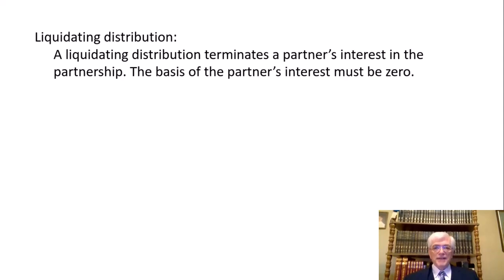We've seen a lot of cases already where the partner remains a partner, but the basis in the partnership interest is zero. However, here's a case where the partner is not going to be a partner anymore, and in this case, the partner's interest must be zero. So that's the difference. A continuing partner's basis can be zero. A retiring partner's basis must become zero.